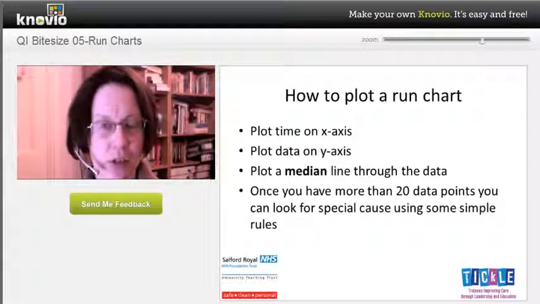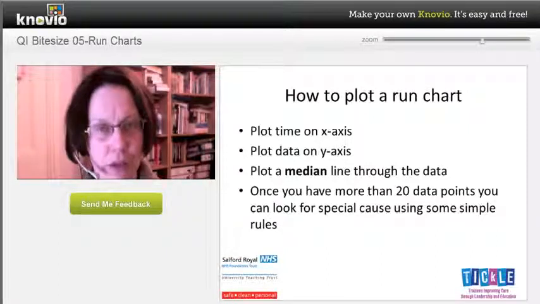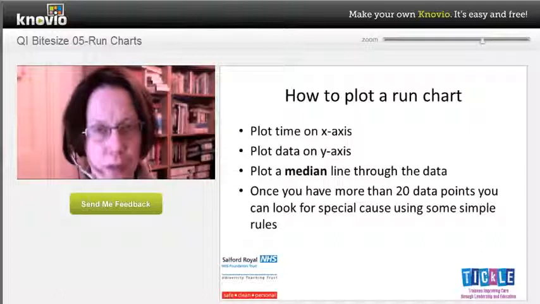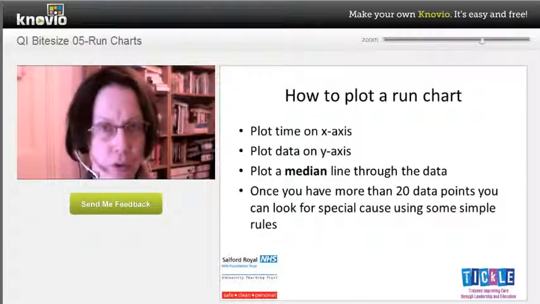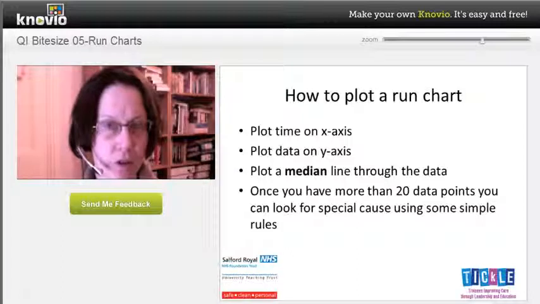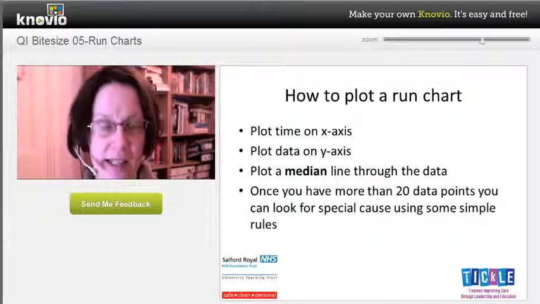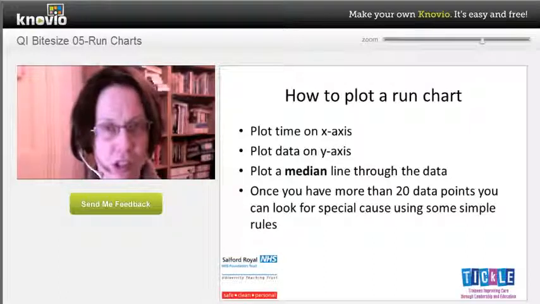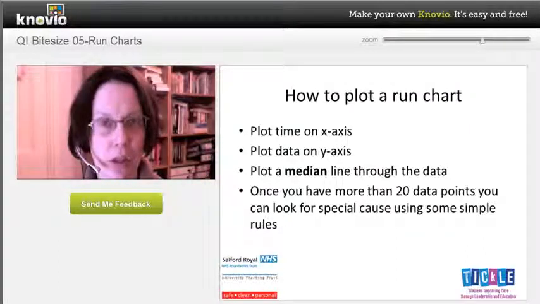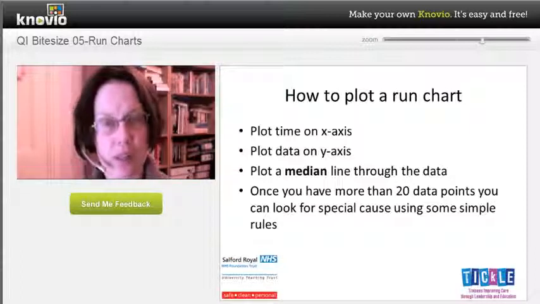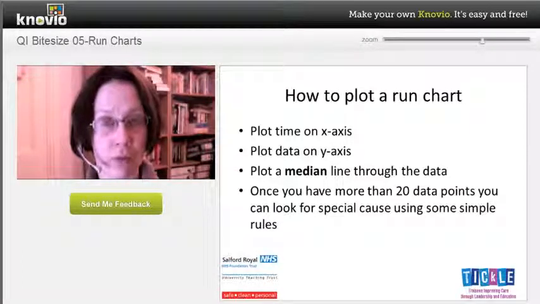So once you have your data, you can then plot them onto run charts, and this is really straightforward. You plot the time interval, whether that be week 1, week 2, or January, February, March, across the x-axis of a line graph. On the y-axis, you plot whatever the data point, so for example, number of patients seen in clinic, or number of patients diagnosed with pneumonia. You then plot a median line through your data. Once you have about 20 data points, you can then use 4 simple rules to assess whether special cause or non-random variation is occurring within your process.